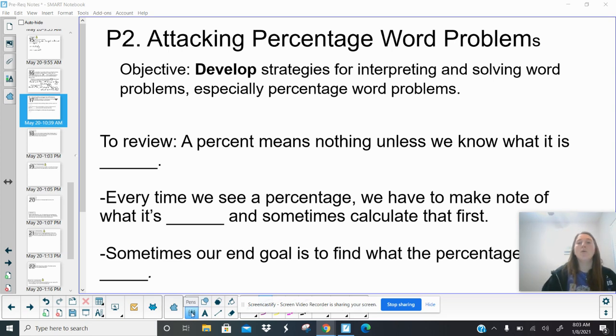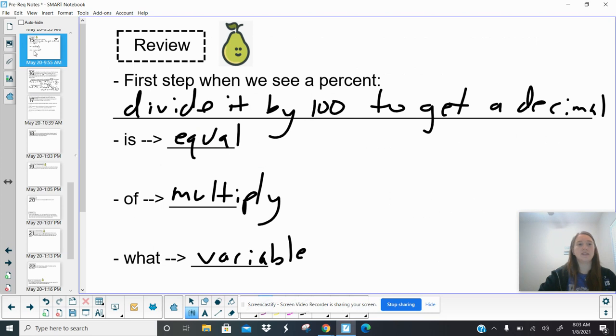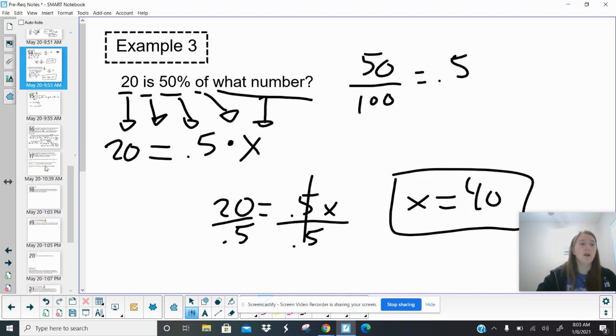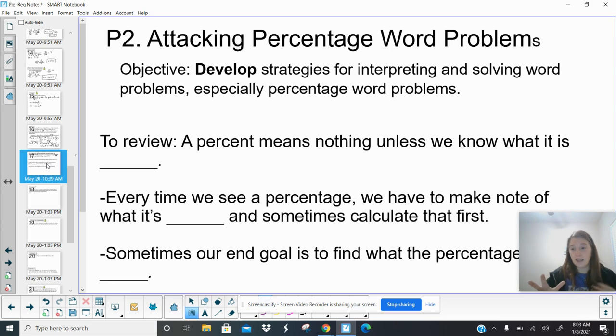So with P2, we're going to be attacking percentage word problems. Now, you might be thinking these are the ones we did before in P1, like this is a word problem: 20 is 50% of what number? Yeah, it's got words, and then we had to write it as an equation. But what we're really going to be doing in our actual lessons is real life word problems. 20 is 50% of what number is not a real life problem.